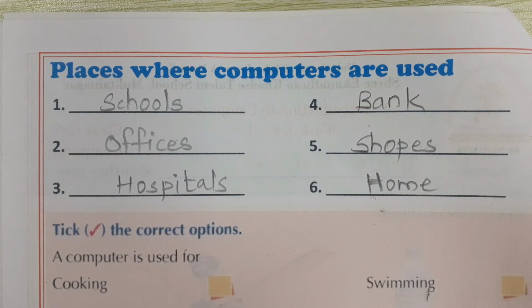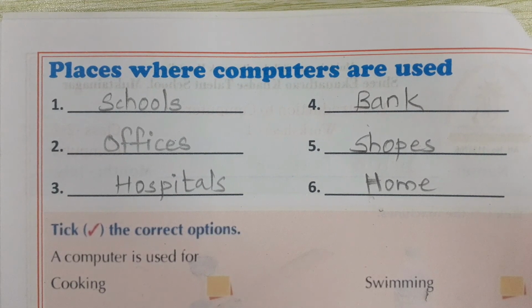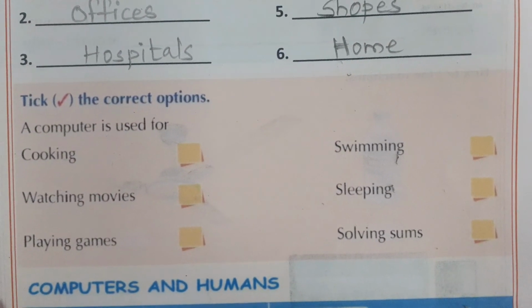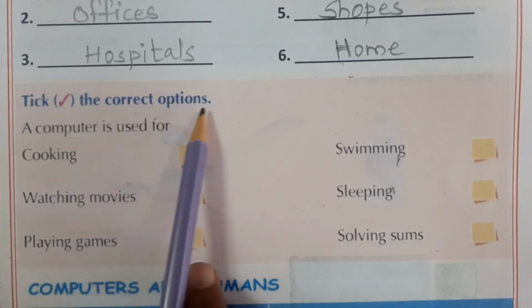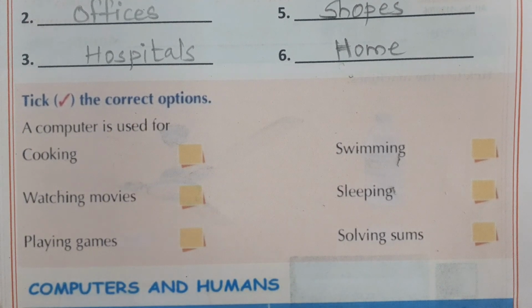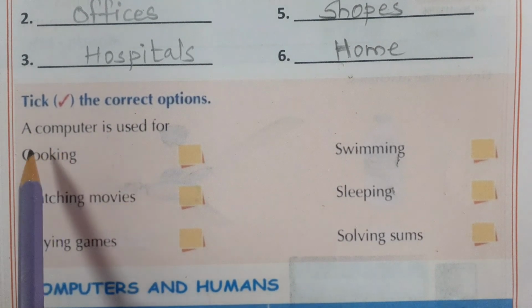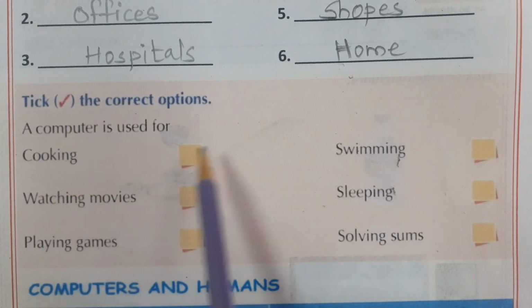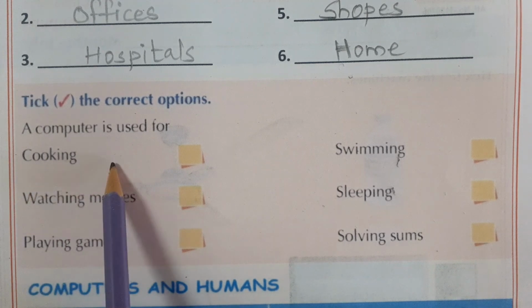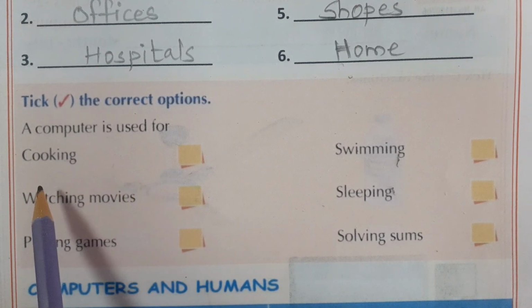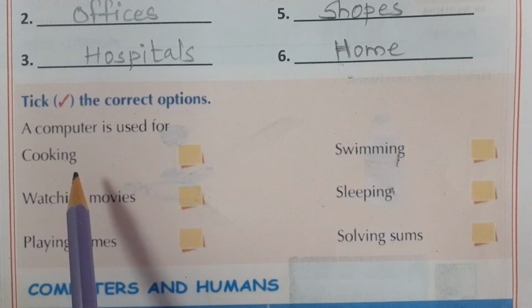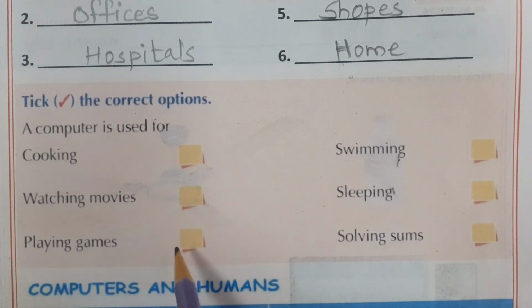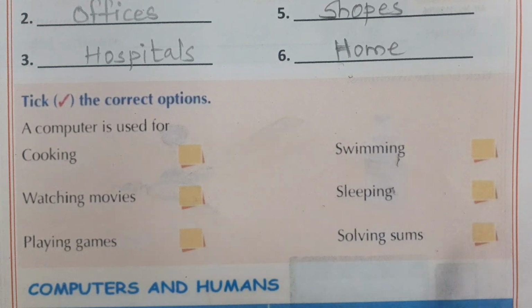Understand? Very good. Now next question, that is tick the correct option. Tick the correct option means what you have to do? You have to tick which statement is true or correct. That statement you have to tick here, here, here, here, here or here.